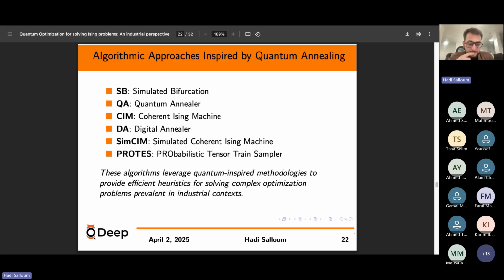And you have the Digital Annealer from Fujitsu, a Japanese company, and ProTES, a probabilistic tensor train sampler. It's developed by the AIRI institute, a very big institution in Moscow. They use something called tensor train. Tensor train comes from tensor networks, and many quantum companies right now are using tensor networks.